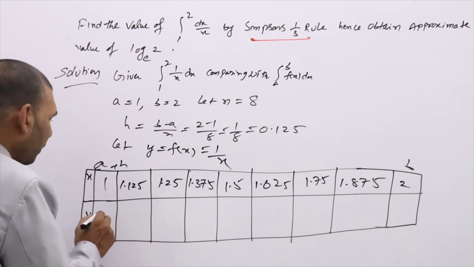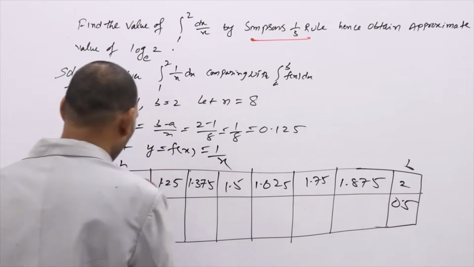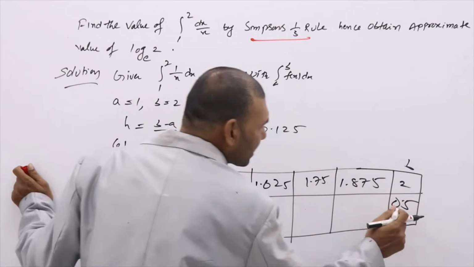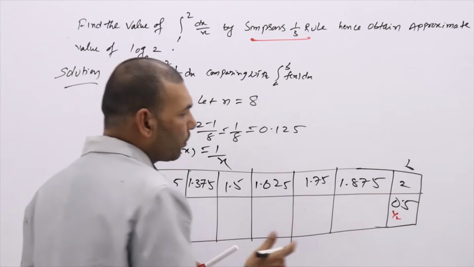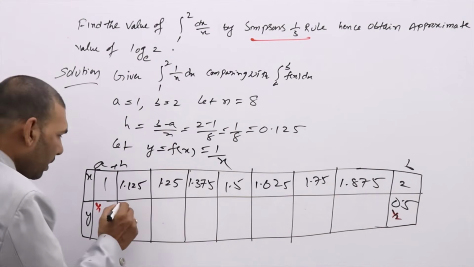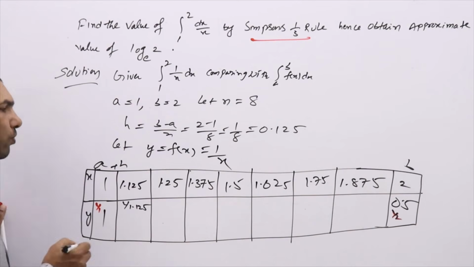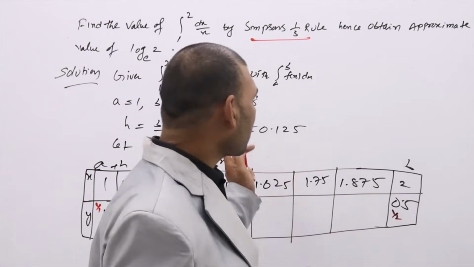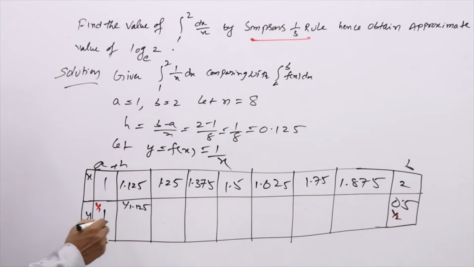Now you need to calculate 1 by x, 1 by 1. This is 1 by 1 value. This is 1 by 2 value. Like that, 1 by 1.125, 1 by 1.25. Use your calculator. Without using calci, you cannot start the solution. You have to use your calculator to get the values.